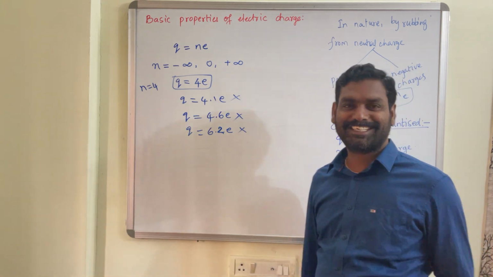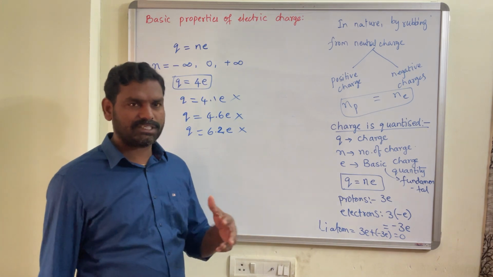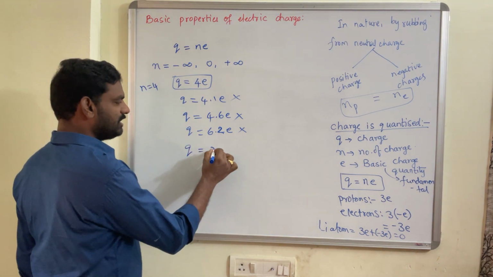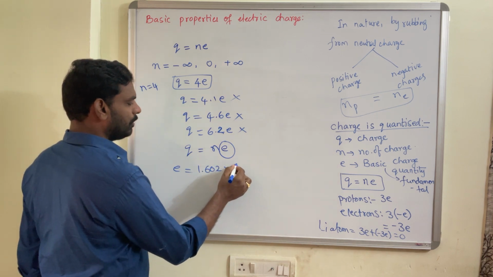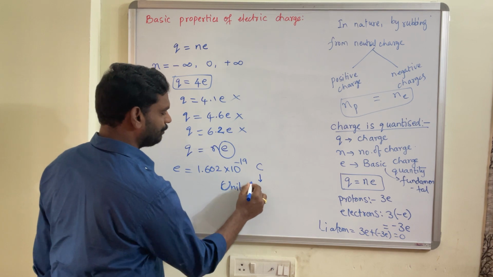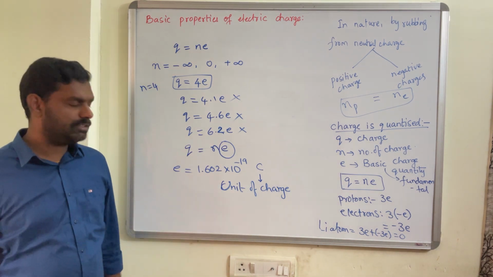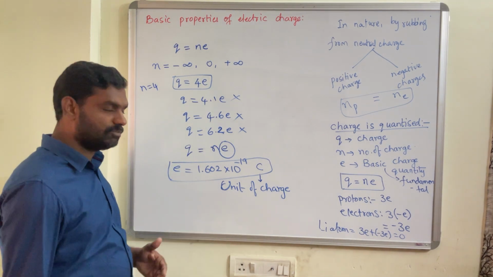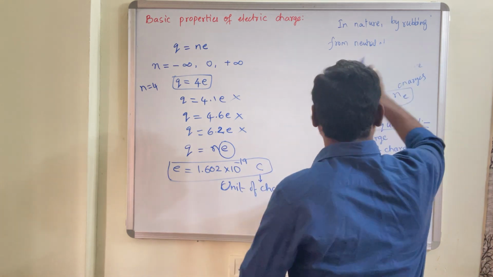Like persons. Persons also do not exist as 6.5 persons, 7.5 men, or 8.5 girls, 8.2 girls, does not exist. Persons also exist in the manner of integer multiples of a number. Similarly, charge also exists in integer multiples of the fundamental charge E, where the value of the fundamental charge E is equal to 1.602 into 10 to the power of minus 19 coulombs. Coulomb is the unit of charge. So this is the magnitude of the charge of the electron or the charge of the proton, which is equal to 1.602 into 10 to the power of minus 19 coulombs.